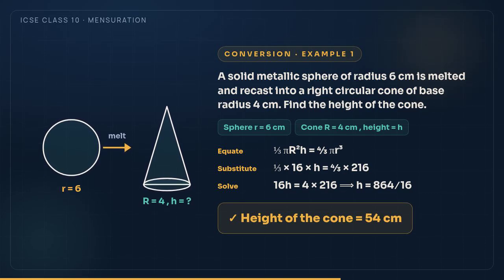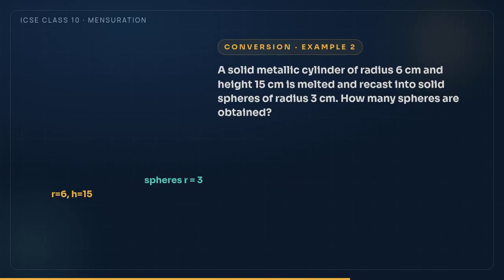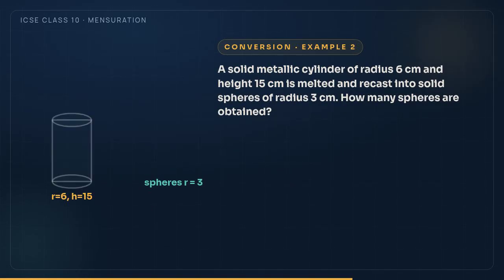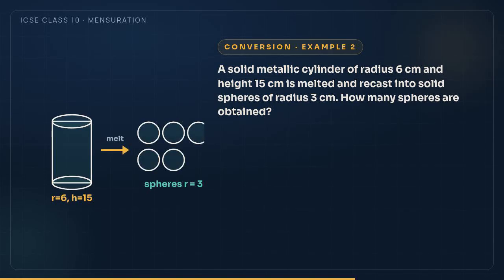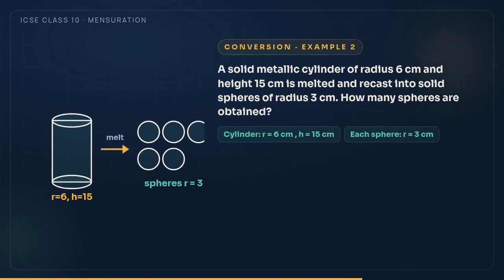That is 864. Therefore, h equals 864 divided by 16, which is 54 centimeters. Example 2. A solid metallic cylinder of radius 6 centimeters and height 15 centimeters is melted and recast into solid spheres of radius 3 centimeters. How many spheres are obtained?